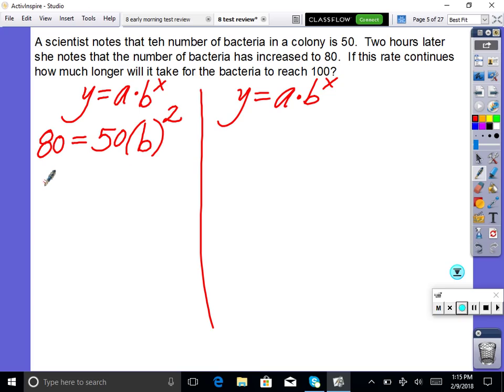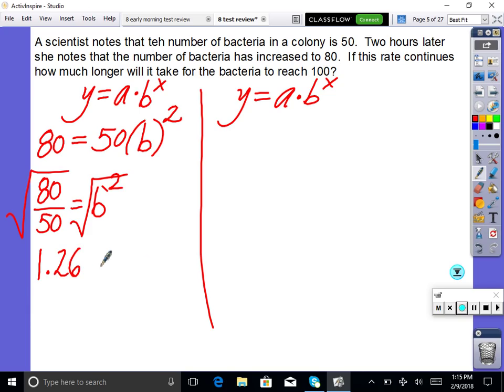So now we can solve for B. So we would divide both sides by 50. Now don't say, I need to graph this. Guys, this is like easy. Like we can solve for B. We just need to square root both sides. This is easy stuff. So then if you type that into your calculator, you would get 1.26, roughly, a big long decimal equals B. I'm going to just go ahead and round right here, 1.26. So that's our growth factor, everybody.